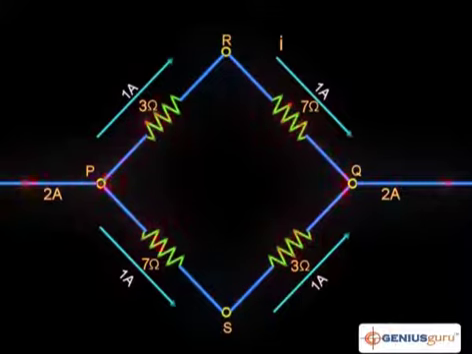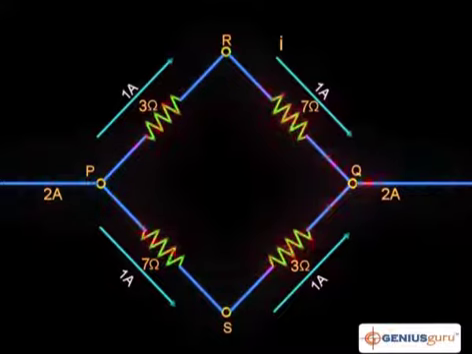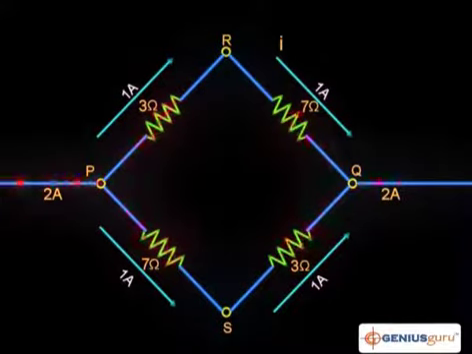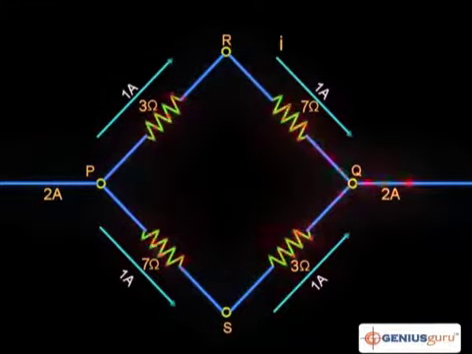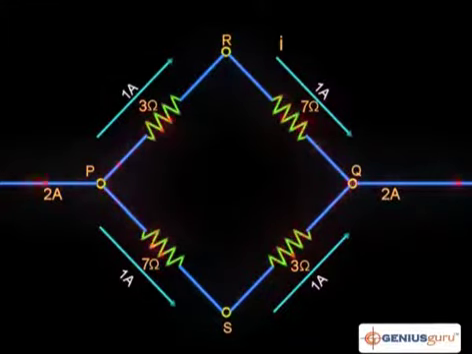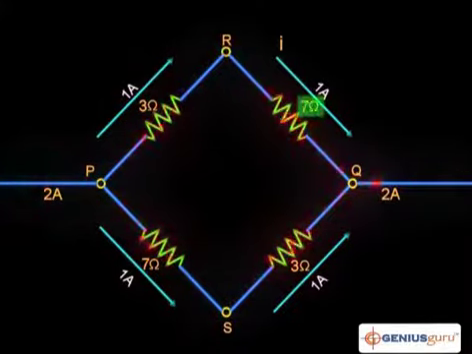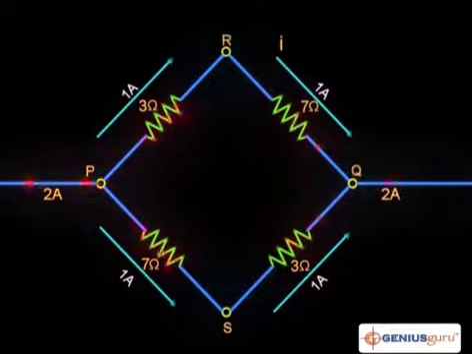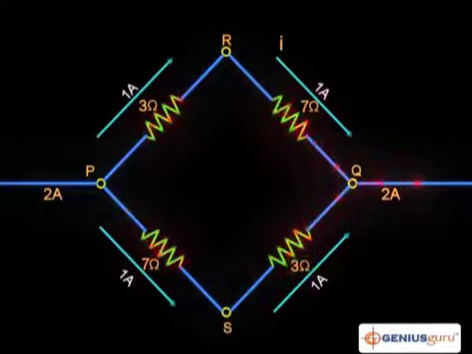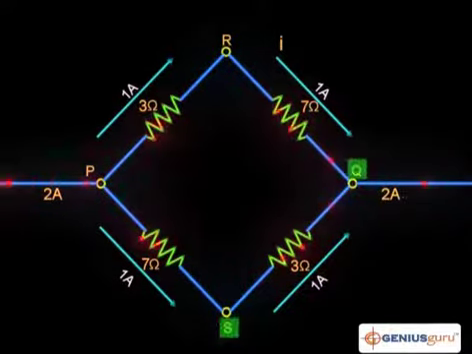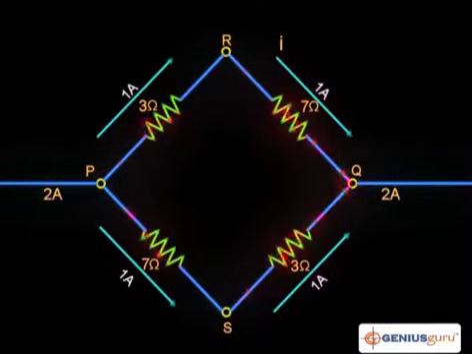Here the circuit has been shown, you can see that on the screen, where a 2 ohm current enters into the circuit and the same 2 ampere leaves. Here there is a resistance of 3 ohm connected across PR, a resistance of 7 ohm connected across RQ, a resistance of 7 ohm connected across PS, and a resistance of 3 ohm connected across SQ. See, this particular circuit looks like a Wheatstone bridge.